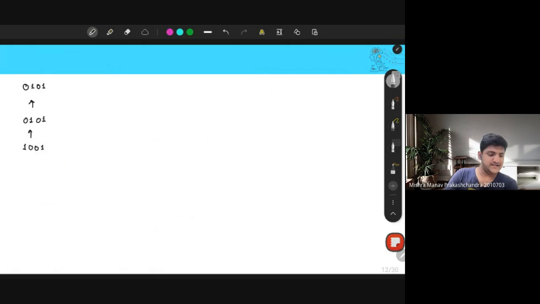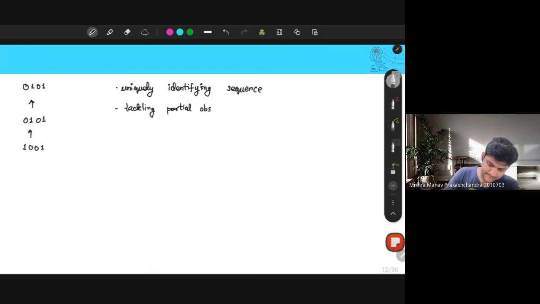Before that, maybe I should say that this kind of sequence is a uniquely identifying sequence. And what we are doing is tackling partial observability using history. Fine.